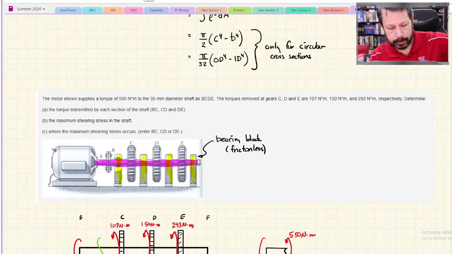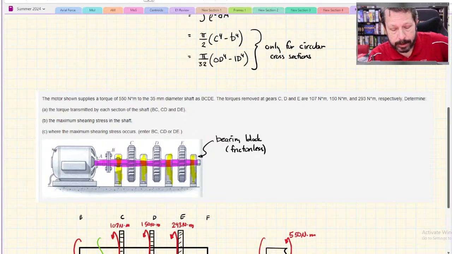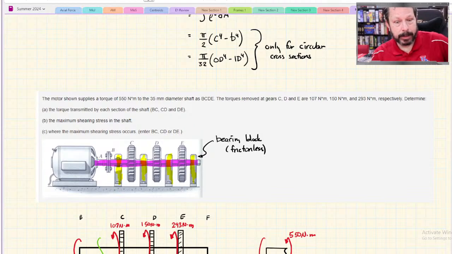But the last one, gear E, whatever it's turning needs 293 Newton meters of torque. So it's much harder to turn for whatever reason. And so there's more torque being delivered at E. But they're all delivered at the same speed because they're all connected to the shaft, rigidly. So that's why they're all turning together. They're all turning at the same speed, but they might deliver different amounts of torque depending on what they're connected to.